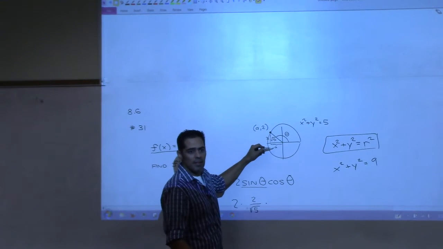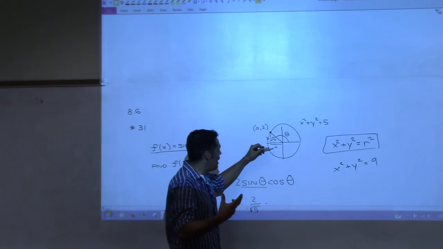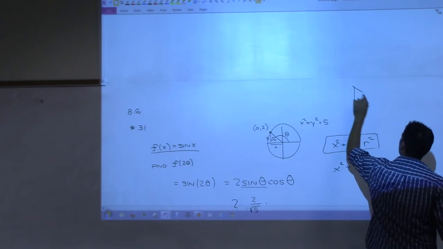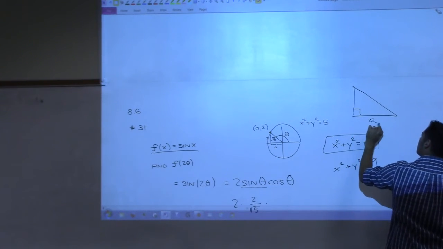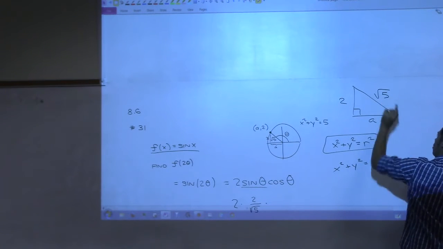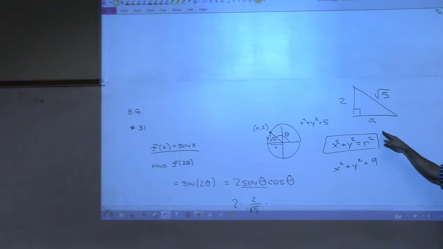Okay, now cosine theta is adjacent over the hypotenuse. And all you know right now about the adjacent is that it's a. However, you do know that this triangle looks like this. And you actually know what 2 of the 3 sides are. So you can solve for a right now.